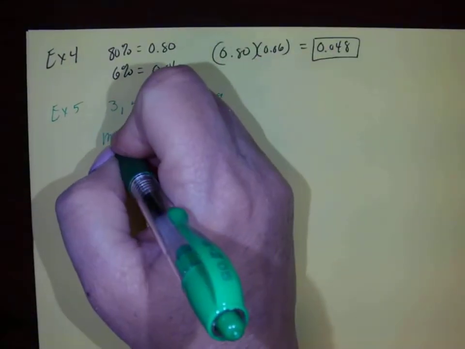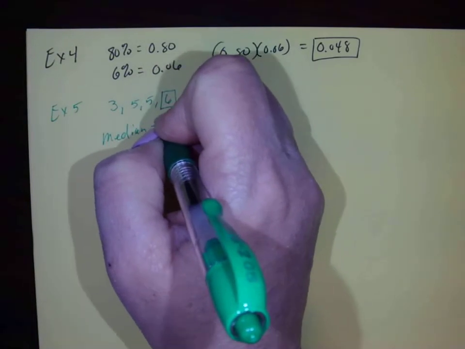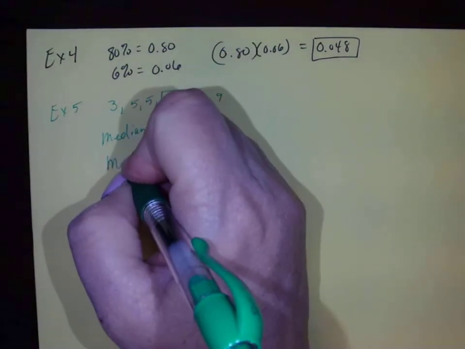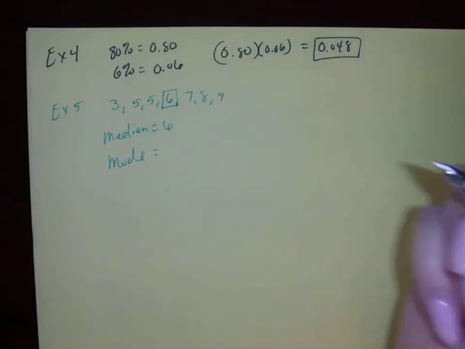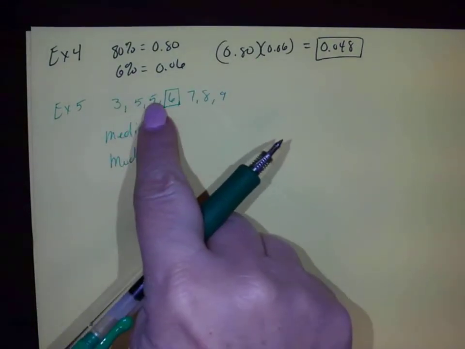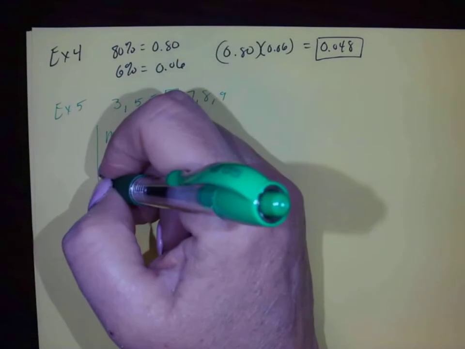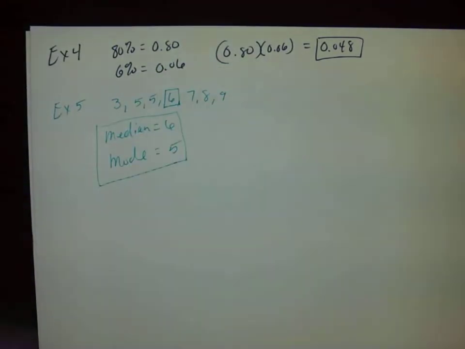So our median equals 6. And then for the mode, remember the mode is the one that occurs the most. And 5 is the number that occurs the most. So that would be our answer.